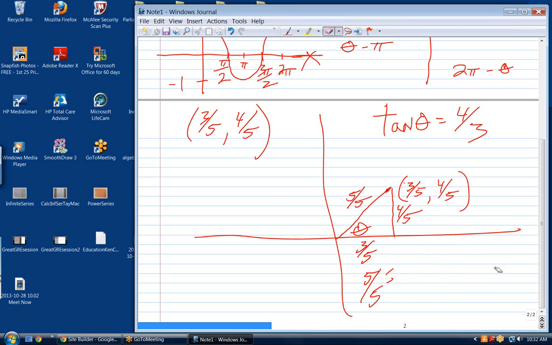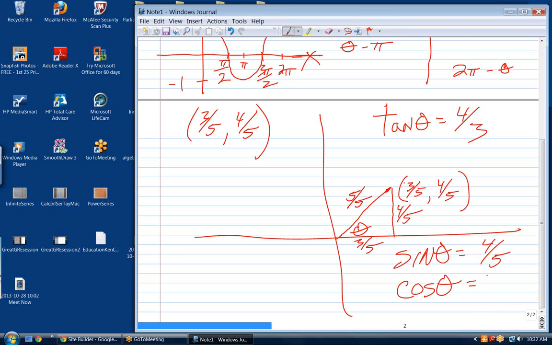Okay? Now that you have the dimensions of all three sides, you can give any trig function you want. So sine of theta is what? 4/5 over 5/5, which is 4/5, and cosine of theta? Okay. So that's the way we're going to do all of these. We're going to set up, solve for the hypotenuse, no matter what coordinates they give us, and then we'll have all three dimensions of that right triangle, and we can tell you all 6 trig functions.